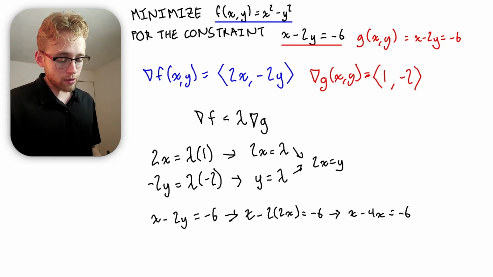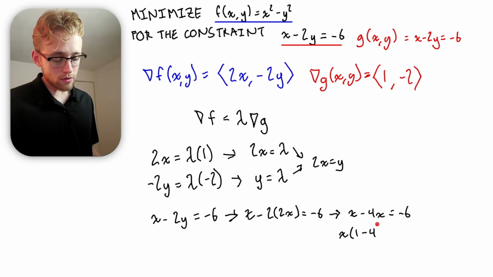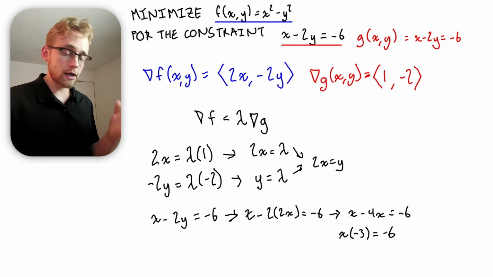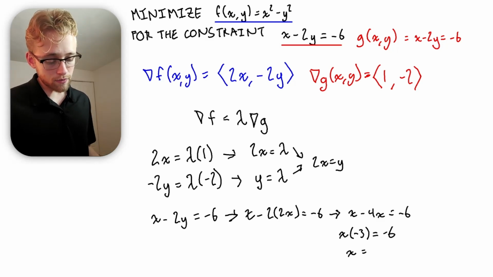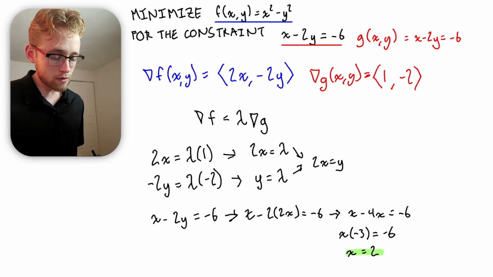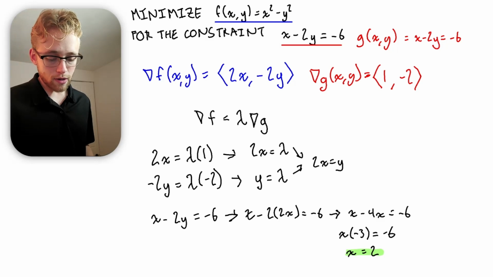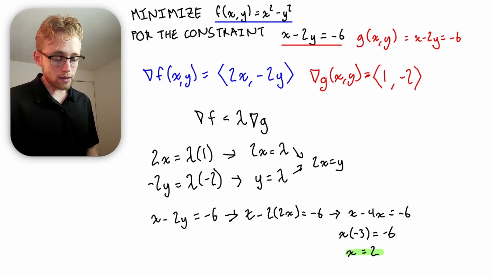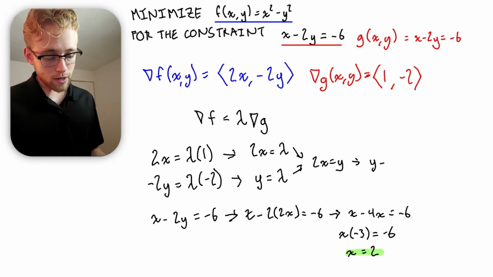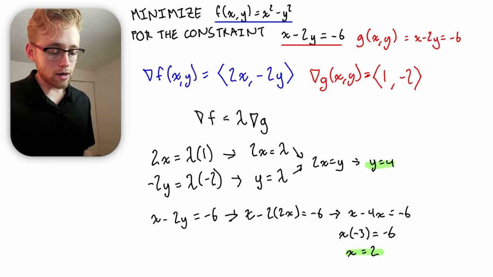All right, and now we can factor out the x, and we get x times 1 minus 4, which is just negative 3, equals negative 6. And then negative 6 divided by negative 3 is just 2. So we have x equals 2. Now we can take this value and plug it back in to find y. If 2 times x equals y, then y equals 4. Great, now we have our y value.